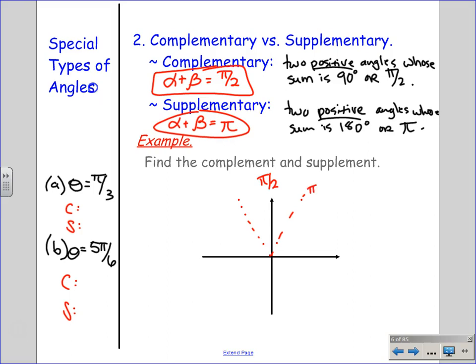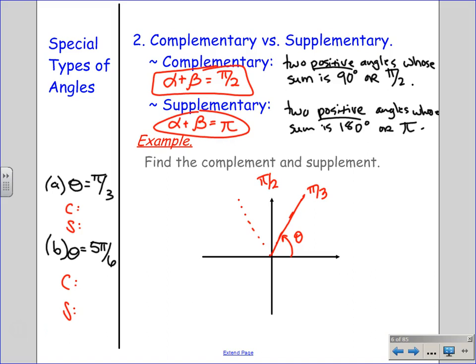Where's one of those thirds? Okay, so there's pi over 3. Complement says we need to get all the way from pi over 3, from this angle. Complement says if this is your theta, we need to keep on going to get to 90. Is there an angle there? Yes or no? Yeah. What angle is it?